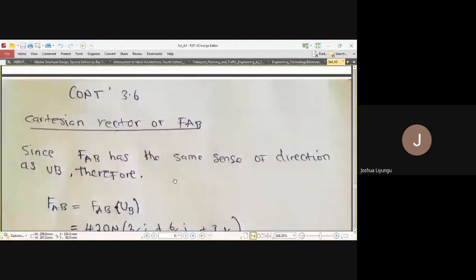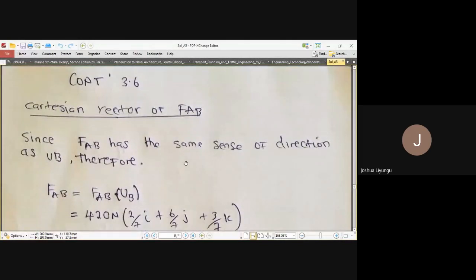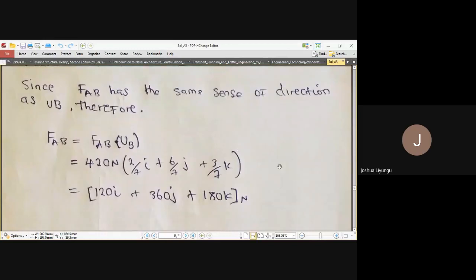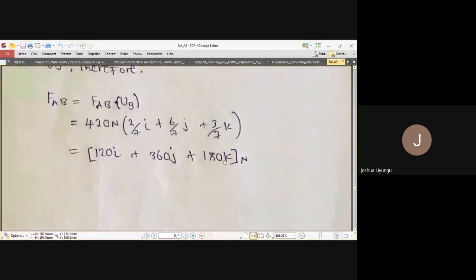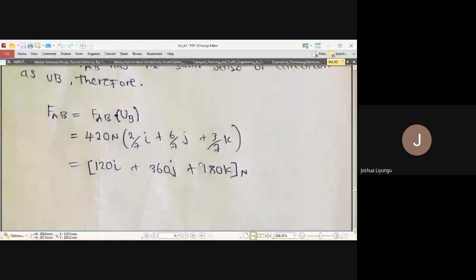Now, how do I get the direction? We know how to get the direction. We know that FAB is the same as FAB.UB, which is that. Once you get that, there's something that is missing here.